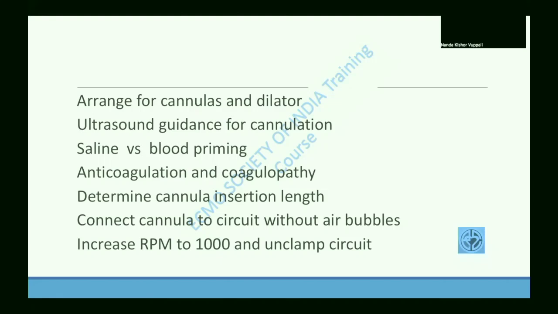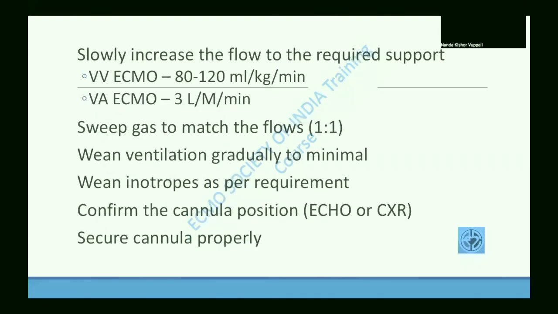Once the patient is connected to the ECMO circuit, the circuit is clamped so that there won't be any blood flow from the patient into the circuit, a reverse flow. Once you've connected everything, you increase the revolutions per minute to 1000 RPM and then unclamp the circuit. You usually unclamp the venous side first and then the arterial side. Then slowly increase the flow to the required support.